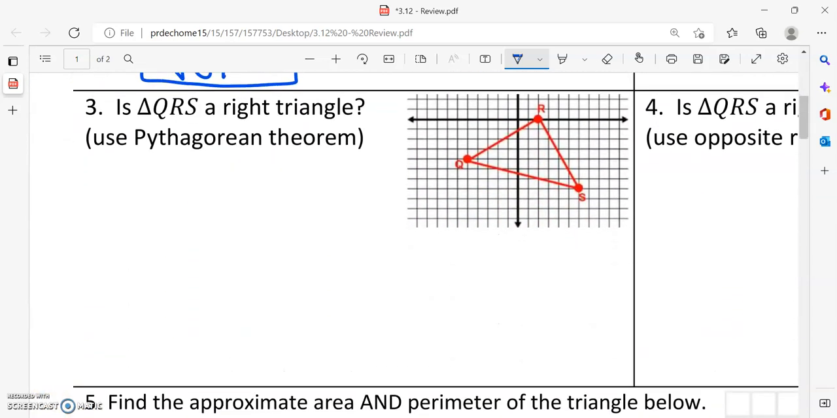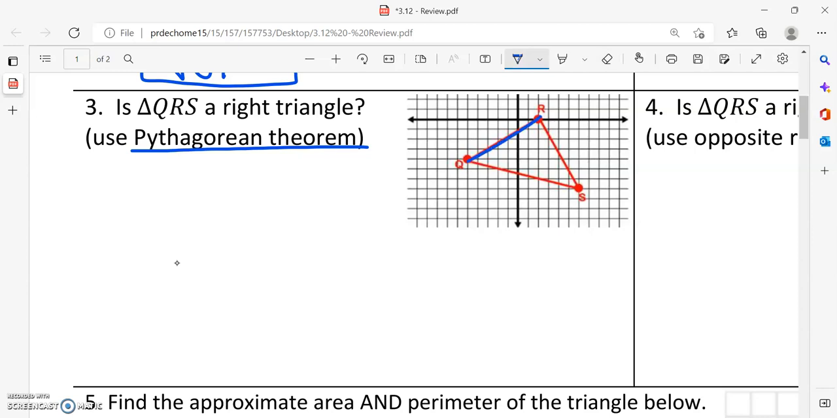Okay, question 3 and 4. It's the exact same triangle. There's just 2 different methods we want you to use. The first one is the Pythagorean Theorem. So we're checking to see if this angle right here is a right angle. So we're going to see if a squared plus b squared is equal to c squared. If it's equal, then we know we have a right triangle. The first step we need to do is to figure out how long all 3 of these sides are.